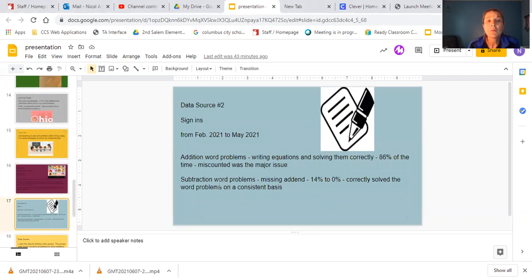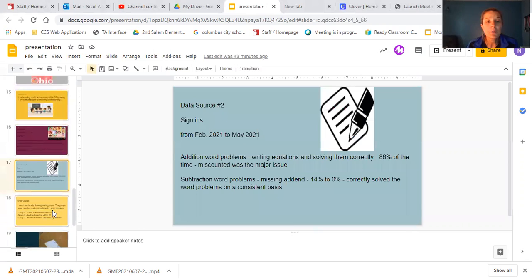So when we did come to school in February, so this is February to May, here are the sign-ins. From my sign-ins, I knew that on addition word problems, writing equations and solving them correctly, most of the students, 86% or around there, were correct. The major issue was just miscounting. If they had a number line, they were more likely to be correct. On the subtraction word problems with missing addends, 14 to 0% were correct most of the time, writing an equation and solving it.